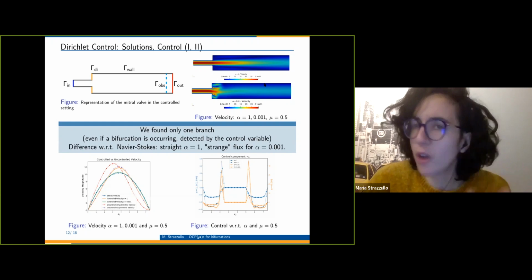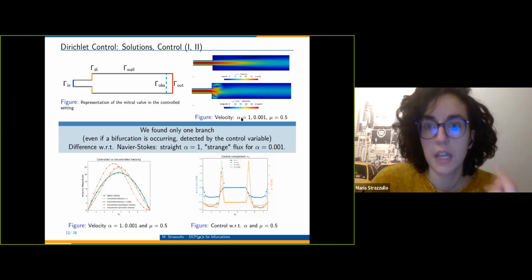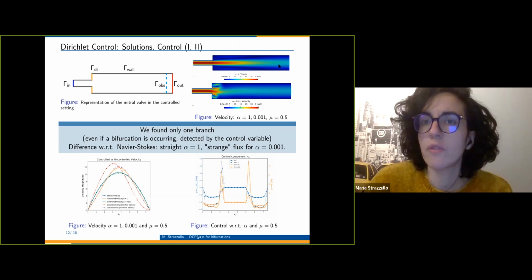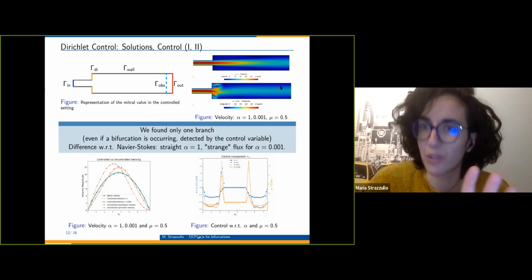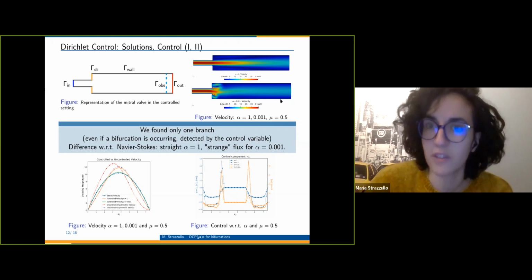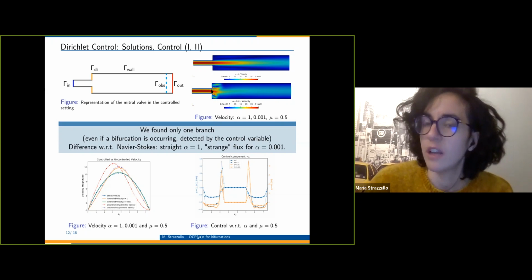Now you see two plots here, but actually they are related to two different models. Indeed, for alpha equal to 1 and for mu equal to 0.5, we were able to find only this straight solution here. Okay, really diffusive here. While for very small alpha, we were able to find this really diffusive solution. As you can see, here it is basically Stokes, but with a very strange behavior, okay?